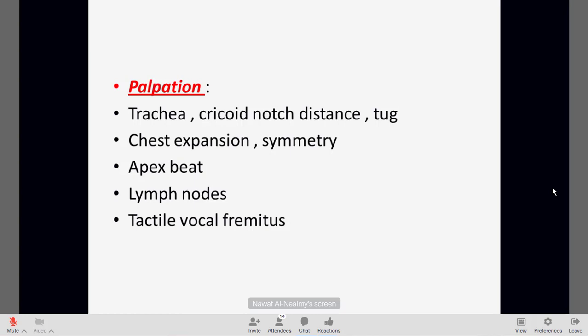بس قلنا إن شاء الله tactile vocal parameters راح نحكي عليه أكثر بالأوسكلتيشن. قلنا حاليا vocal resonance as a part of auscultation is more accurate than vocal.